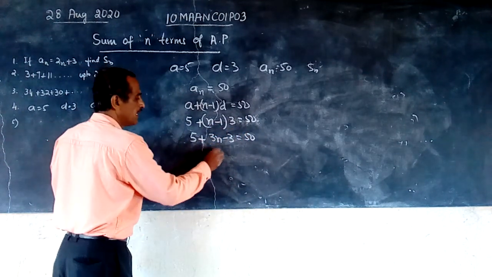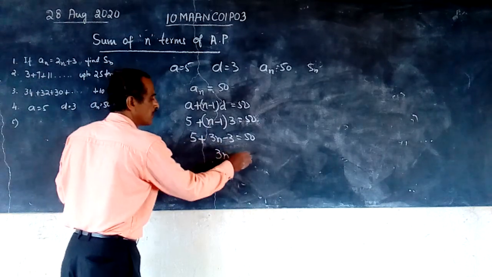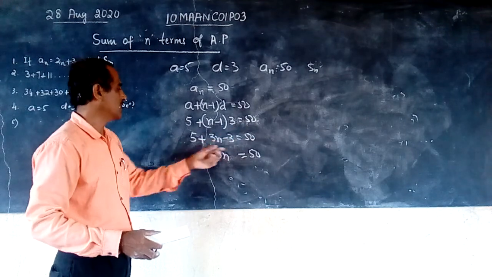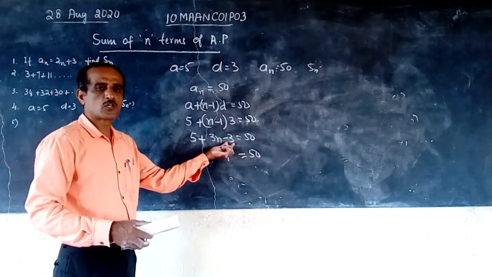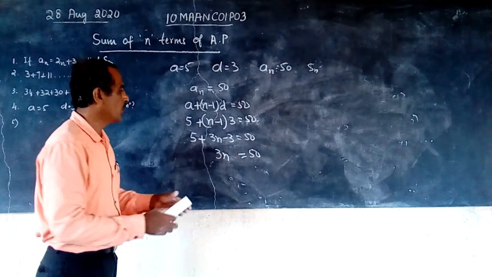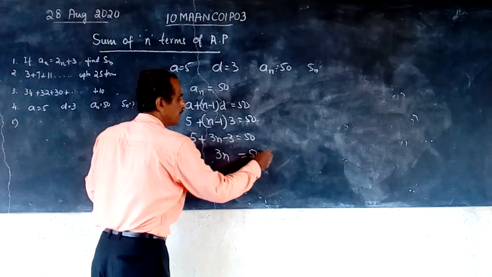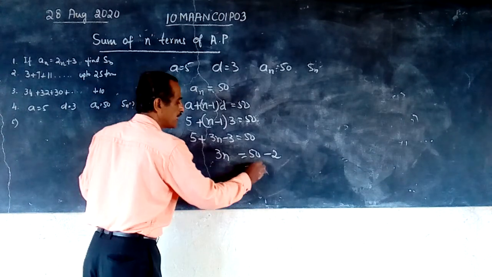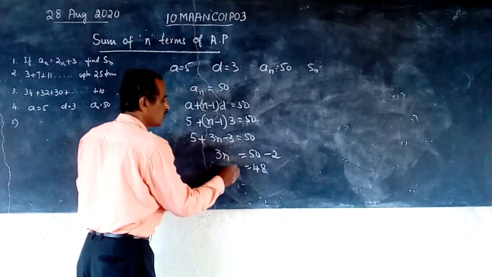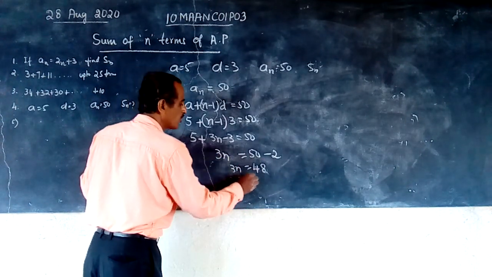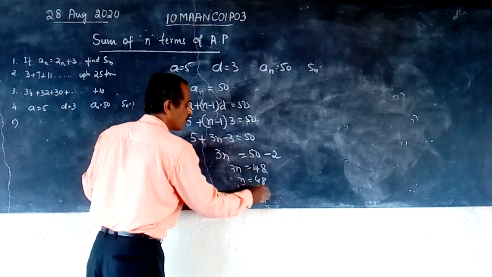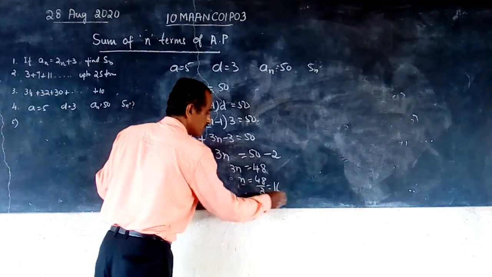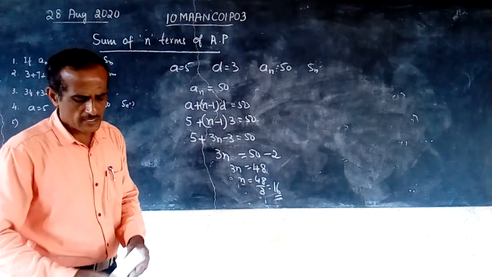Keep this 3n here itself because it is positive. Carry all the remaining terms, 5 and minus 3, to that side. 5 minus 3 is plus 2, carry plus 2 to that side. What happens? Plus 2 becomes minus 2. So 50 minus 2 is 48. 3n is equal to 48. Therefore n is equal to 48 by 3. What is 48 by 3? It is 16. n is equal to 16. Like this, you have to calculate.